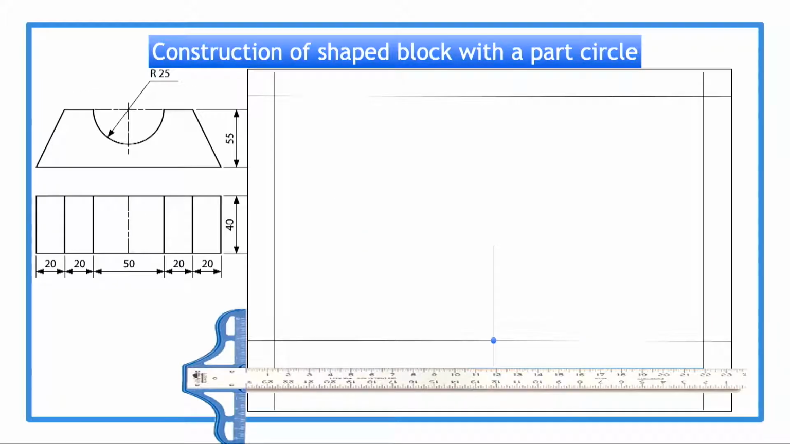Given the orthographic views of the required block, we take our nearest lowest corner X at the intersection of the two starting lines and then set our compasses to the width of the crate, which is a total of 130 millimeters. We mark off the width of the crate and then we mark off the height at 55 millimeters and add the vertical and horizontal lines of the front face of the crate. We then add the depth lines.